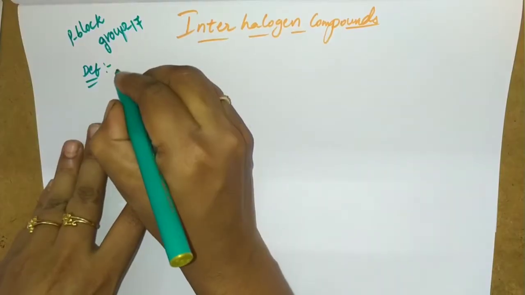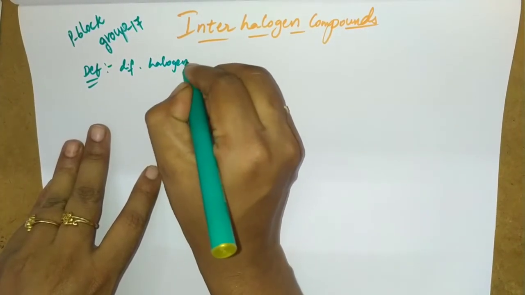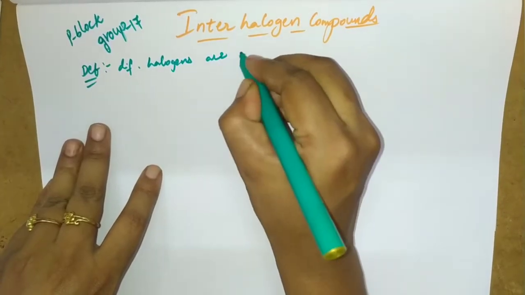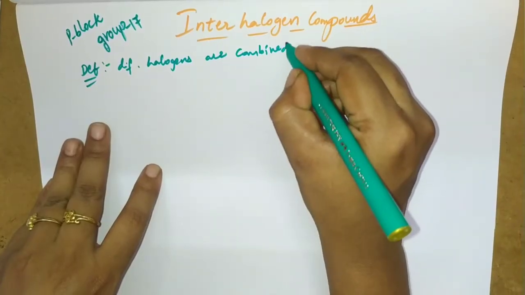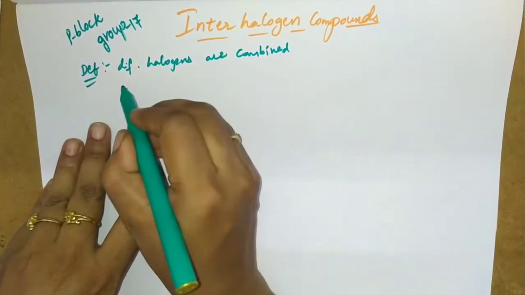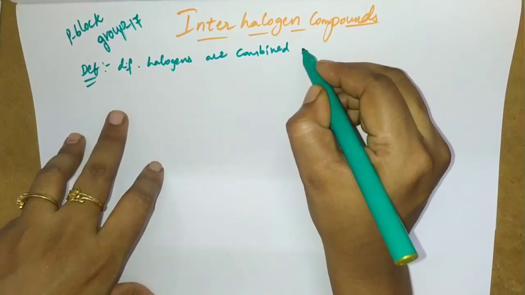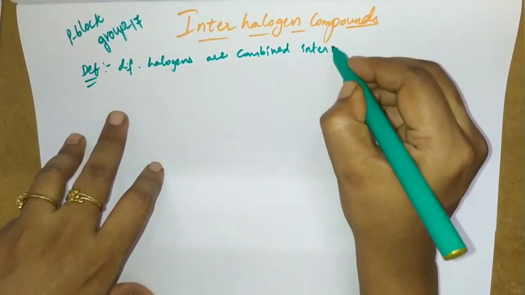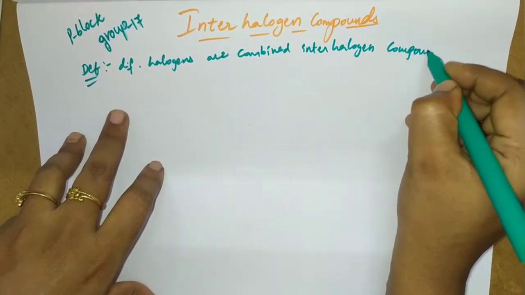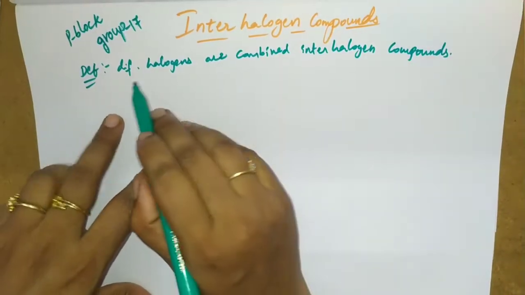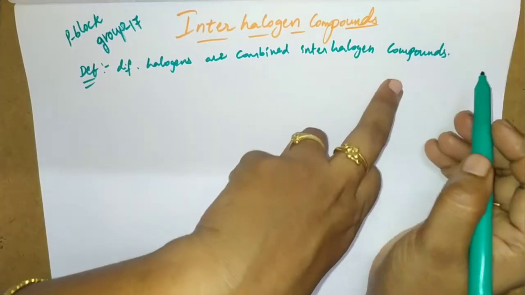Here, when different halogens are combined, they form interhalogen compounds. See once, different halogens are combined to form interhalogen compounds.